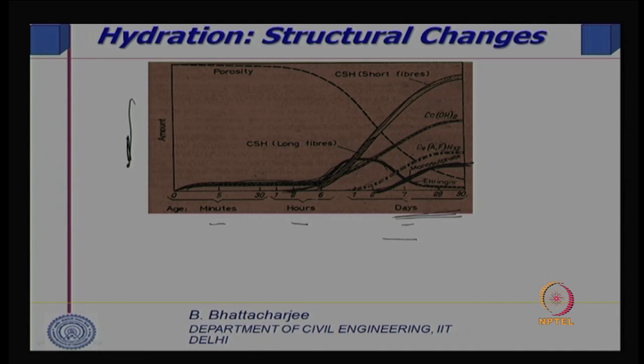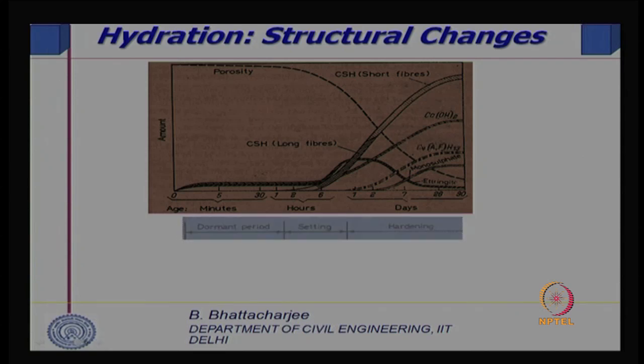So we can see that the first product formed is ettringite, then CHS, and ettringite gets converted into monosulfate. Calcium hydroxide is produced together with the CHS, and monosulfate concentration increases. Simultaneously, the volume of pores will go on reducing. Initially, a large quantity will be water, and this will go on reducing, because these solids will occupy the spaces that were originally filled by water.